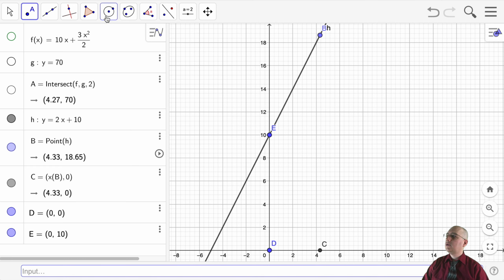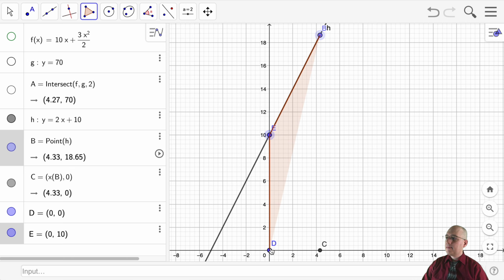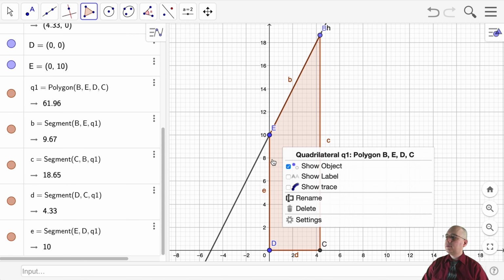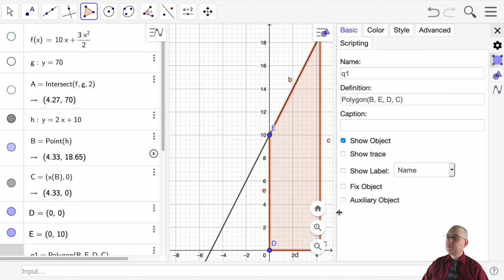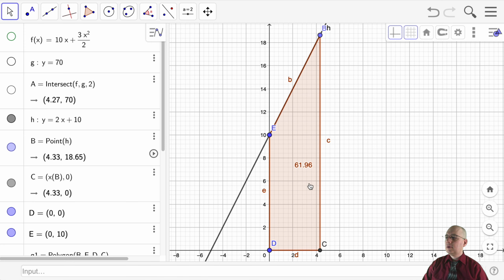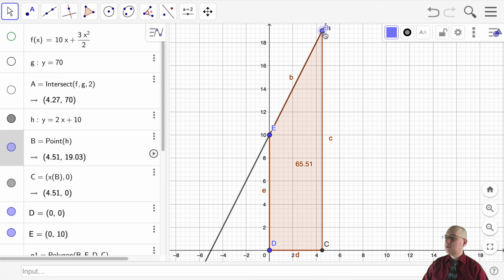Now I can do a polygon, get confirmation, regardless of my algebra skills, because you have to always wonder whether you set the problem up correctly, right? There we go, value. There we go, 61.96. So it's close.